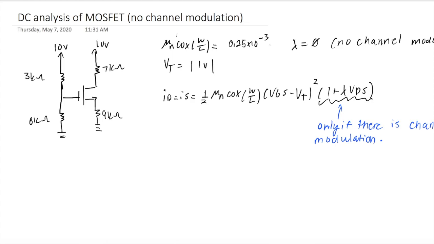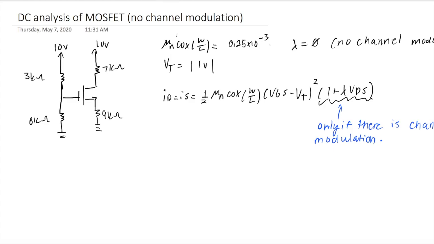Today we're doing the DC analysis of a MOSFET without channel modulation. So as we see to the left, we have our circuit and some of the given parameters we have are mu n cox W over L equals 0.25 times 10 to the negative 3. Our threshold voltage is 1 volt.